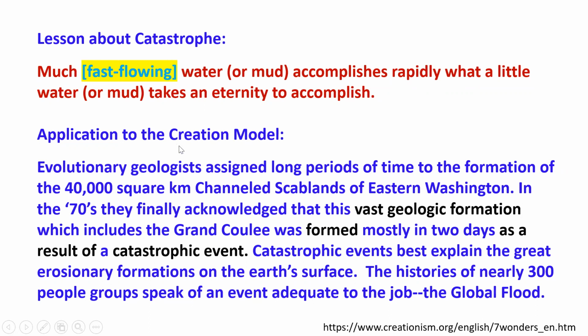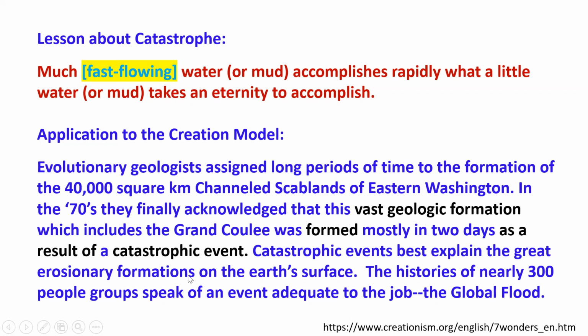So apply it to our creation model, according to what we find in the Bible. Evolutionary geologists assign long periods of time to the formation of the 40,000 square kilometers of channeled scablands of eastern Washington. In the 1970s, they finally acknowledged that this vast geologic formation, which includes the Grand Coulee, was formed mostly in 2 days as a result of a catastrophic event.